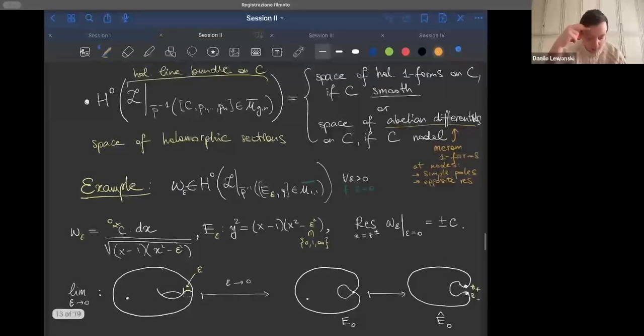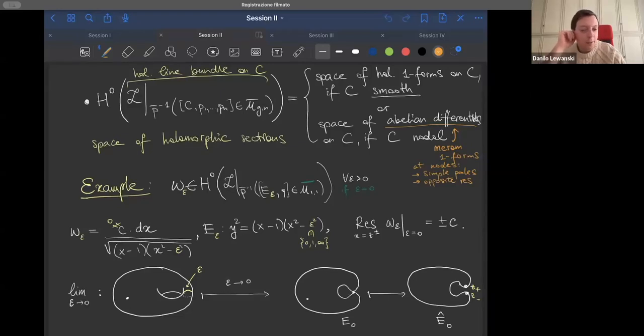And then the H0 of this holomorphic line bundle on C. But now with this trick, we'll just give you the space of holomorphic one forms on C if C is smooth, or the space of these abelian differentials on C if C is nodal. So again, by abelian differentials, I mean meromorphic differentials, meromorphic one forms. At the nodes, you only have simple poles and opposite residues.